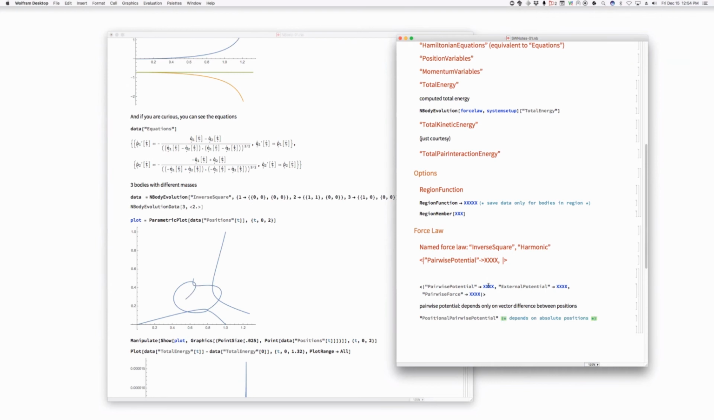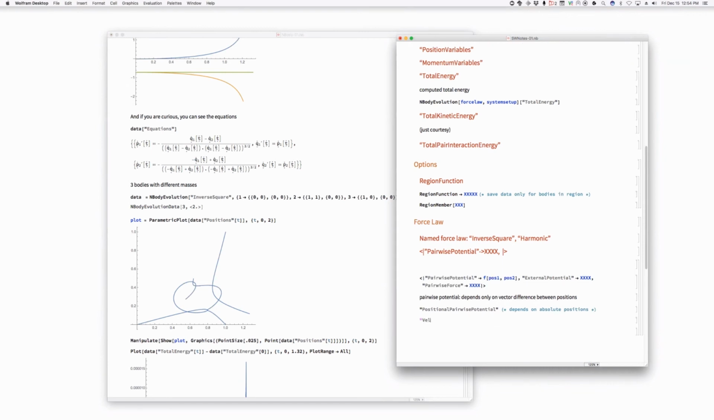Well, so you're saying that this one would be f of position 1, position 2. But what about velocity dependence? That was my next question. We could start with something like that, and if you give more arguments, we take the velocities as the next one. Well, fair enough, but then what about the masses?